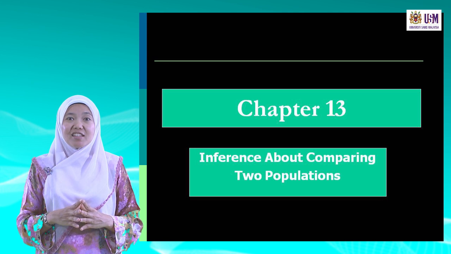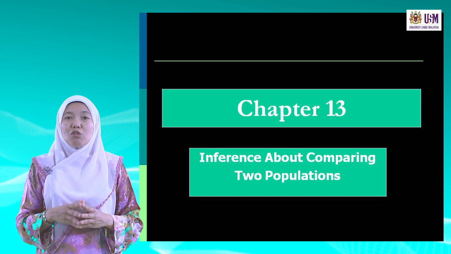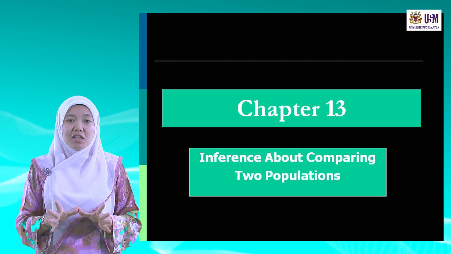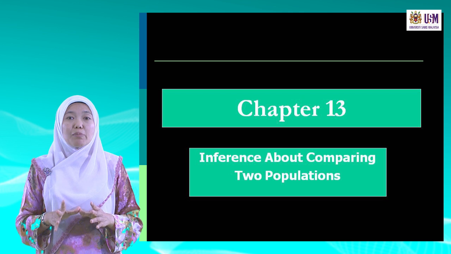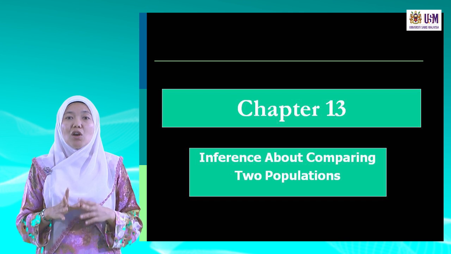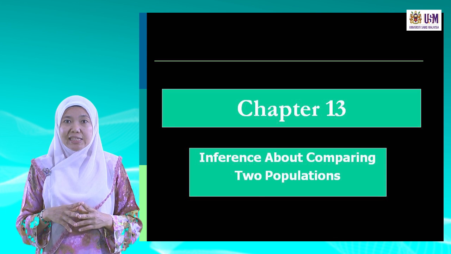Okay, now for chapter 13, instead of looking at one population, we'll be looking at two populations. So here, we are still talking about hypothesis testing, but this time you are making inferences about comparing two populations. So it can be two population means, or it can be two population proportions.